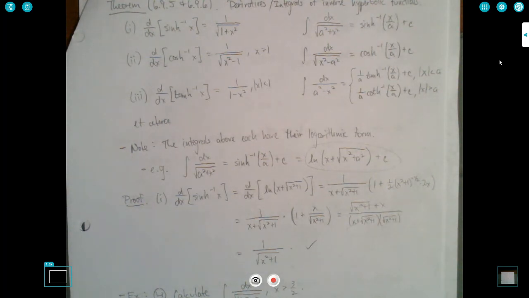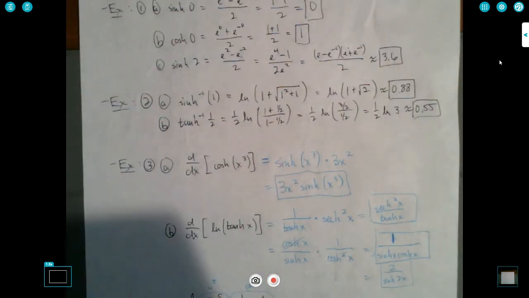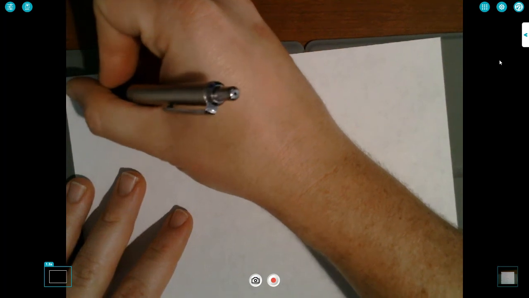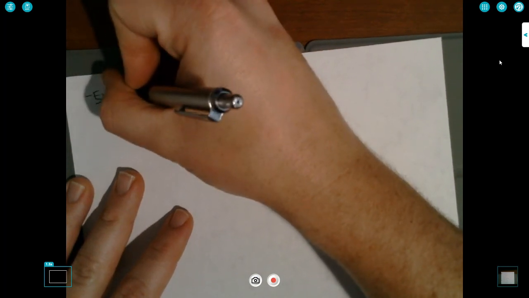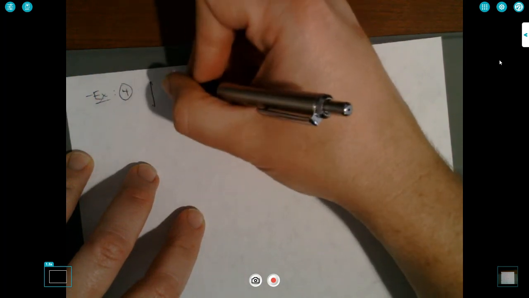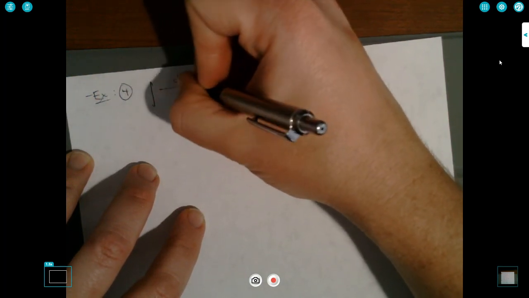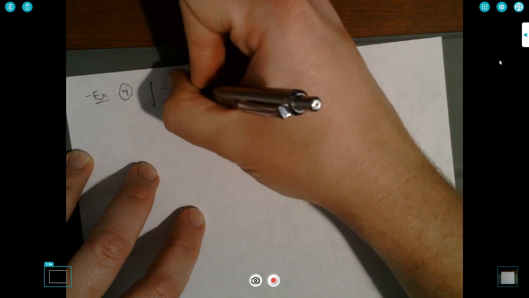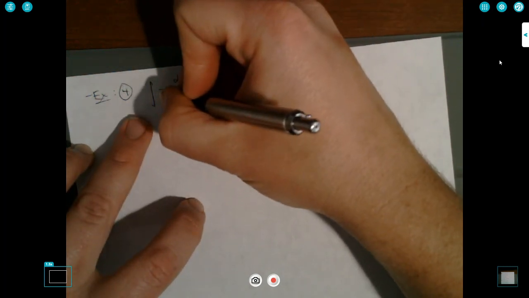So let me give you an example of this one. So let's calculate the integral of dx over square root of 4x.